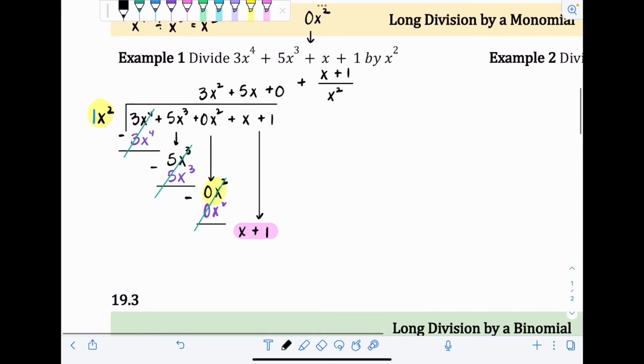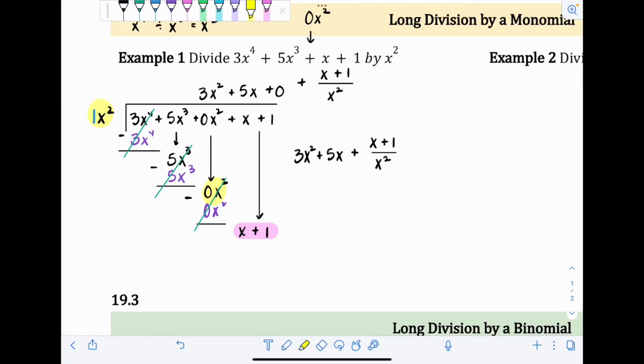And then for your final answer, you don't need to include the actual placeholder. Things just get a little bit funky when we don't have it there, especially when we're dividing by more than one term. So for our final answer, it'd be 3x squared plus 5x plus our remainder x plus 1 over x squared.